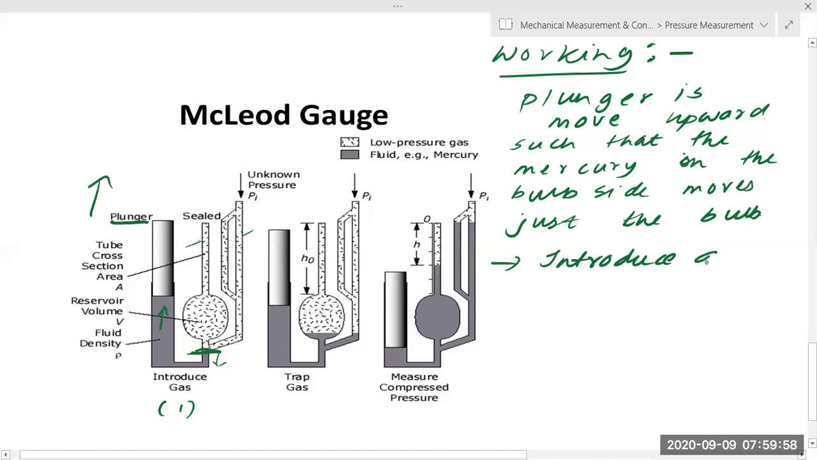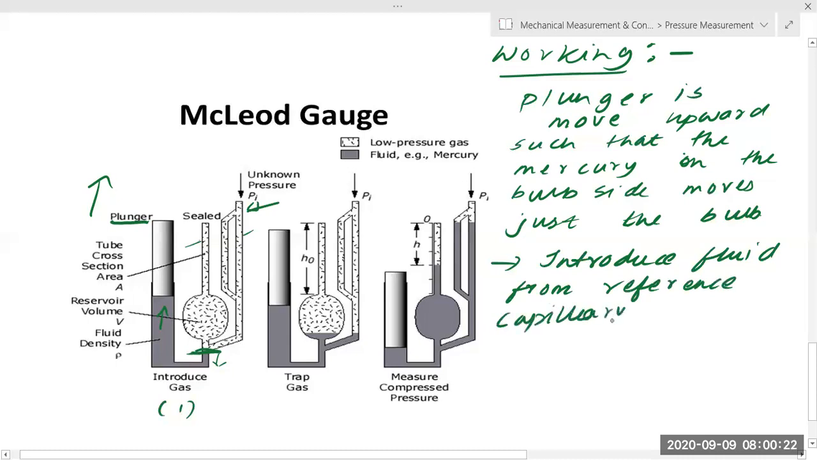Introduce gas or any fluid. Rather than using gas, I'll just use the word fluid. Introduce fluid from which side? If you can see, this is my reference capillary. Introduce fluid from the reference capillary, whose pressure we want to measure. Let the pressure be called P. Whose pressure P we would like to measure.